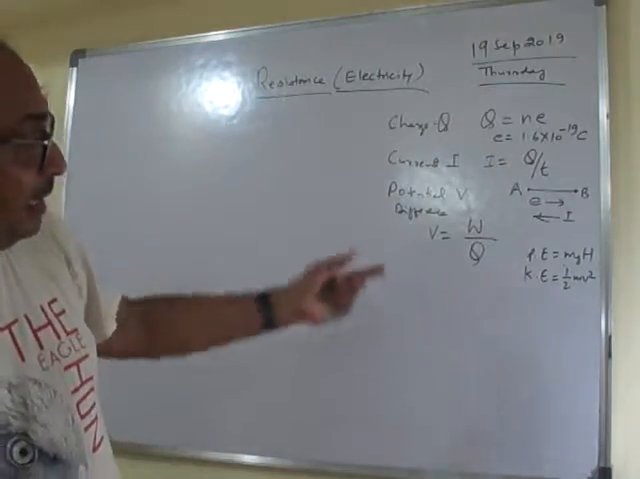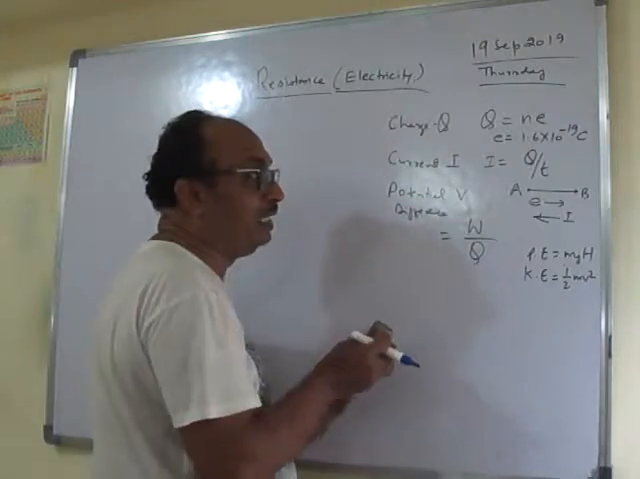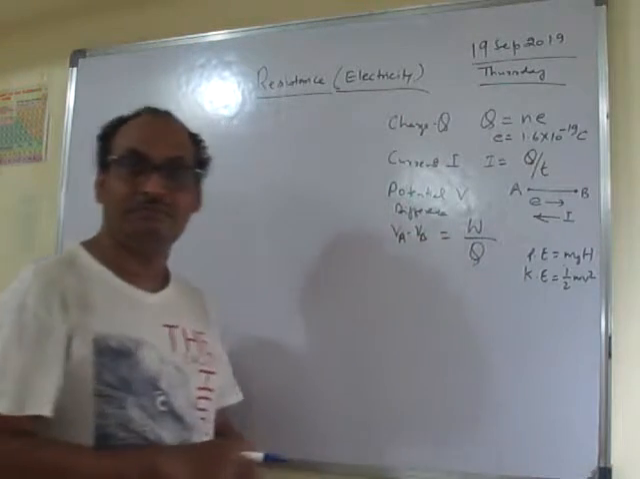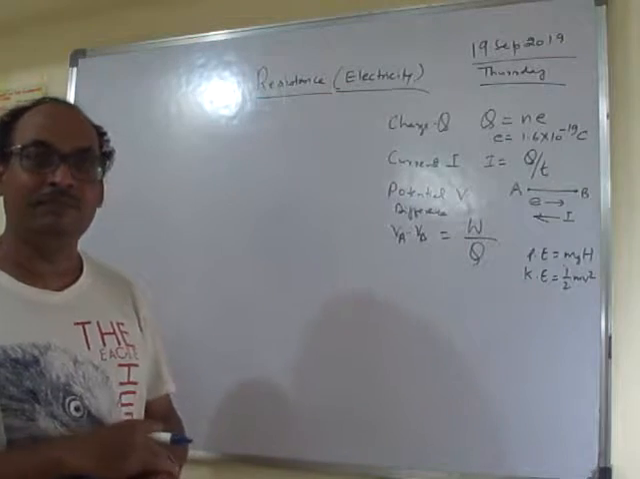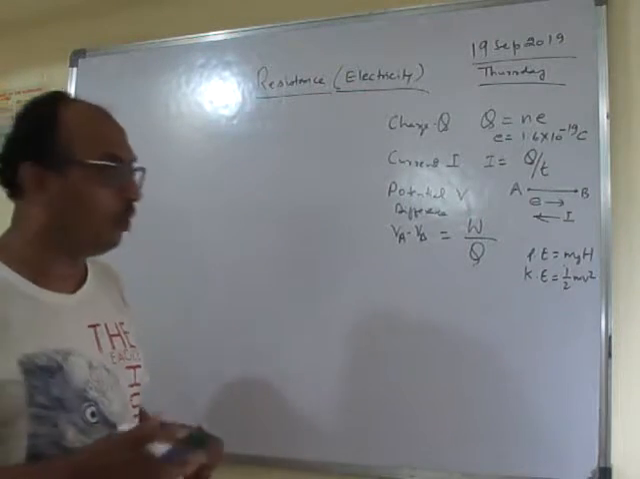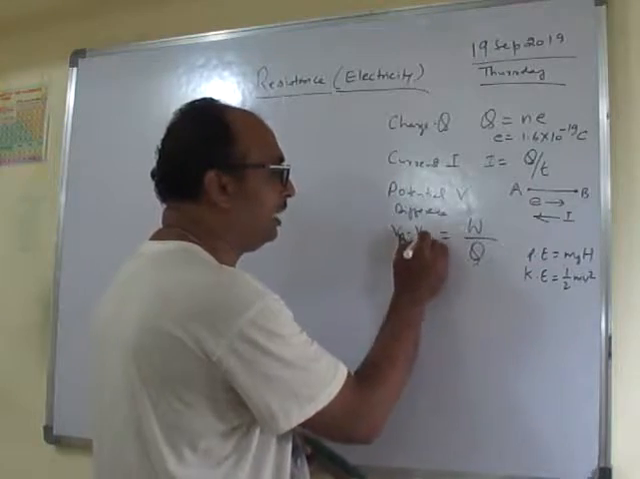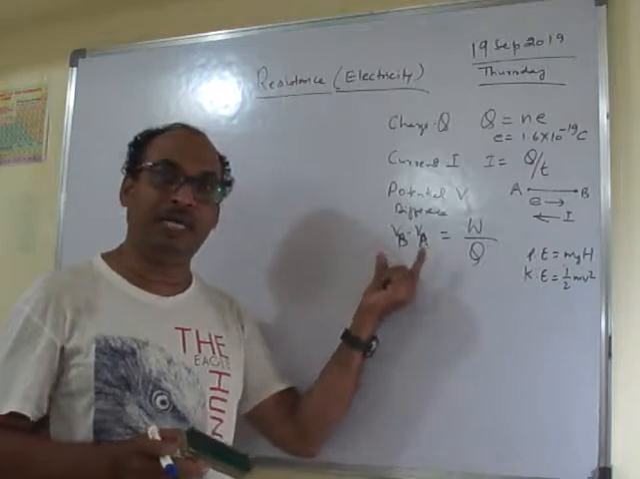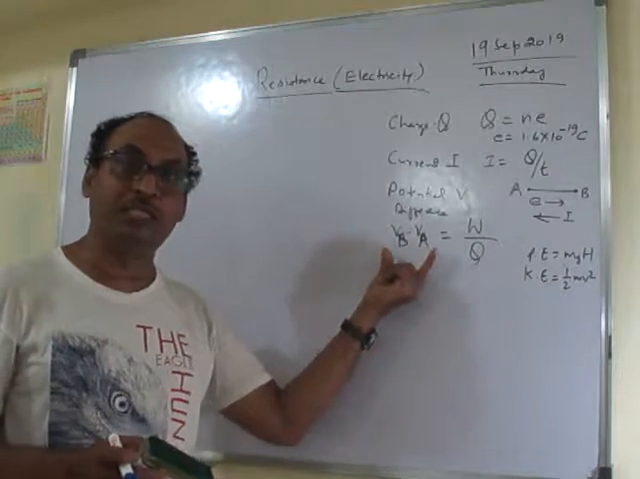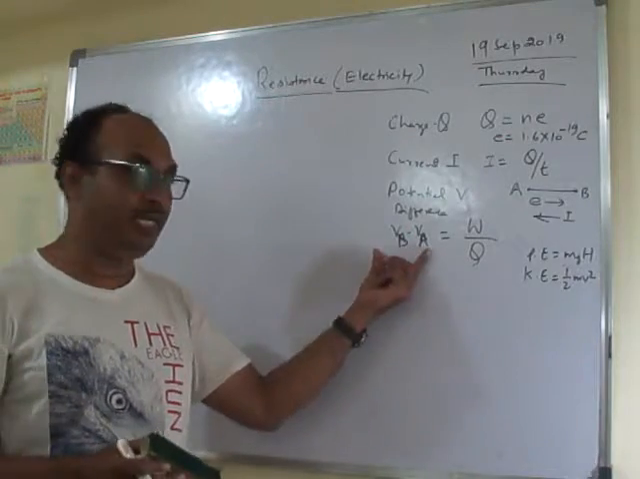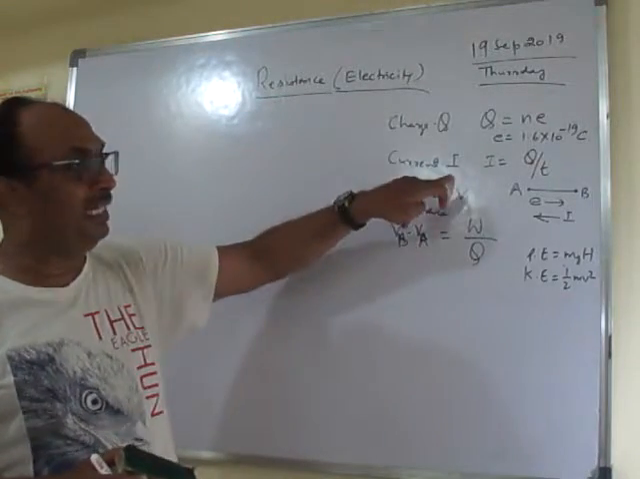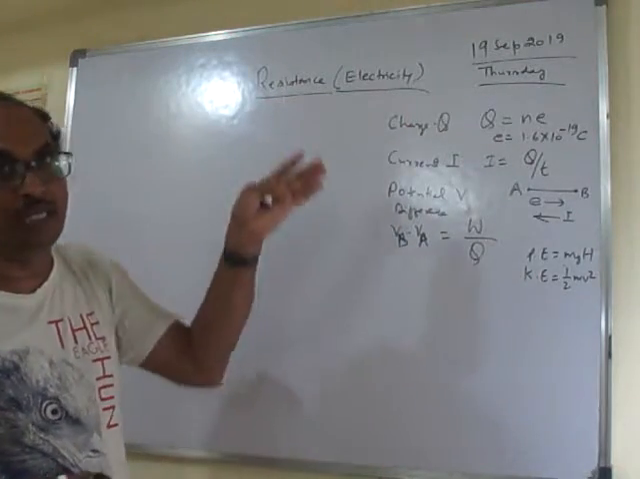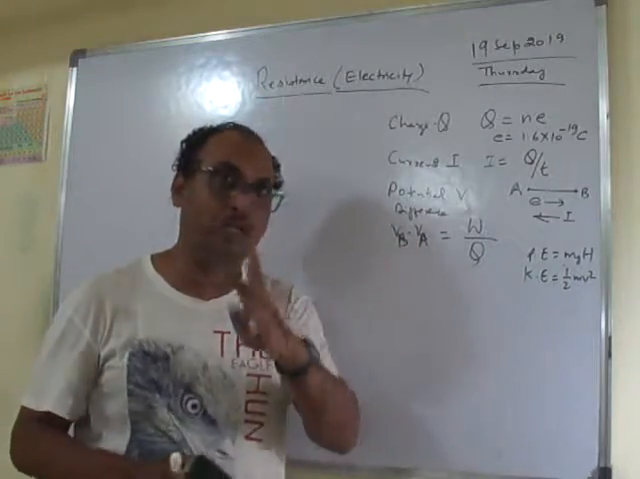Potential difference, in this case, we can write VA minus VB. We can write VB minus VA also, no problem, whichever is at higher potential. This difference which we are getting is called potential difference. Its unit is volt. Similarly, current unit is ampere and charge unit is coulomb. All are in the name of scientists only. So this is for your information.